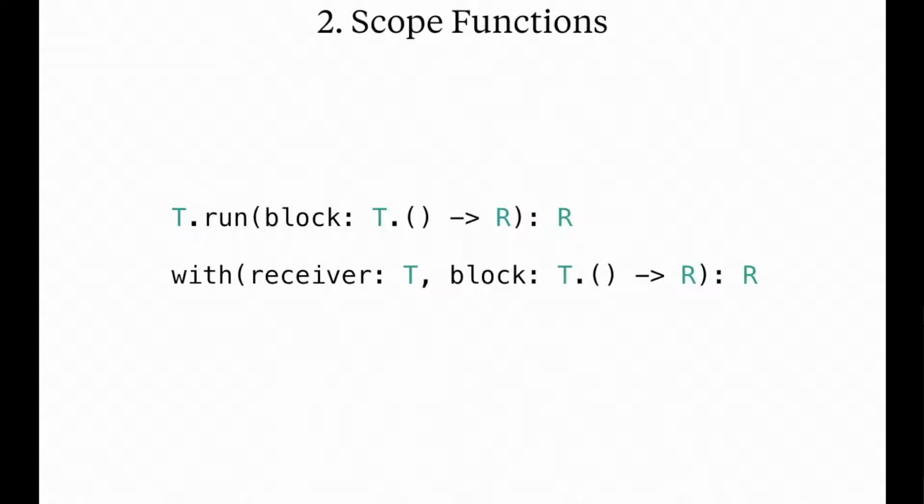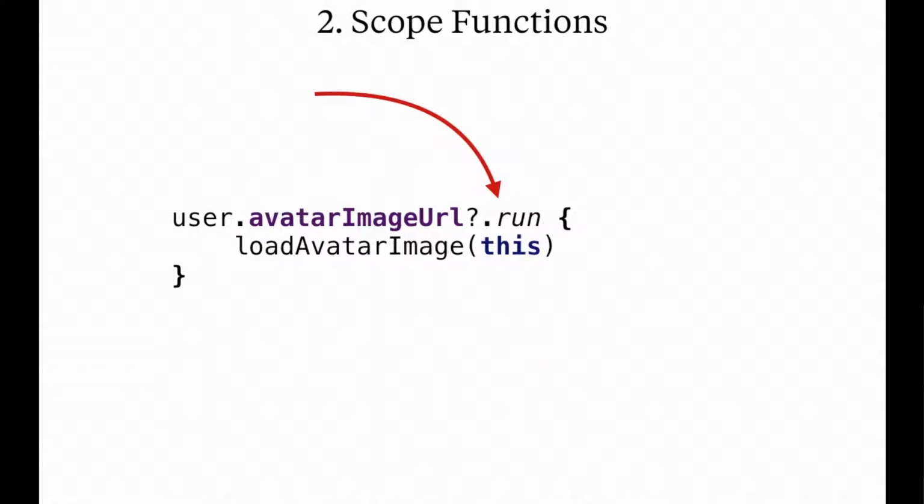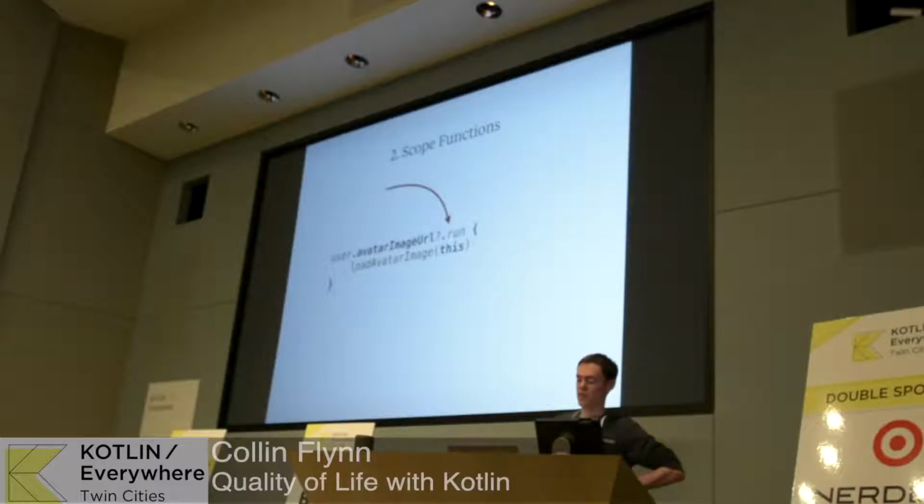Run and with both return the result of the block. So I just want to look at run specifically. This will be my first example. Imagine you have a user object with an optional avatar image. After all, not every user will upload an image. So this kind of reads like, if you have an avatar image, run this extra bit of code.